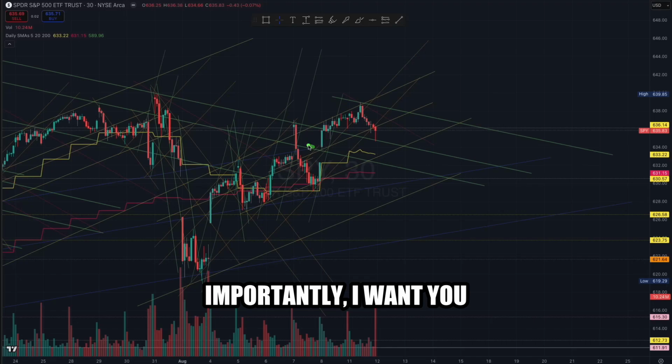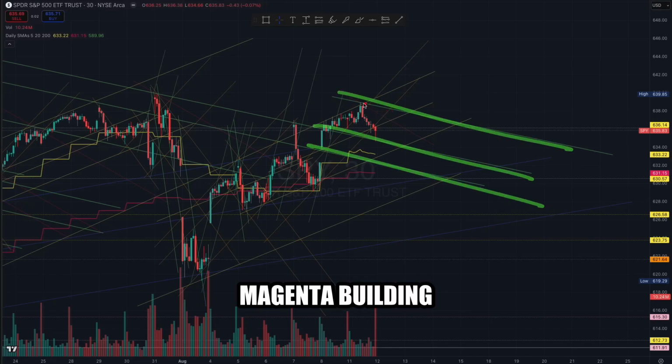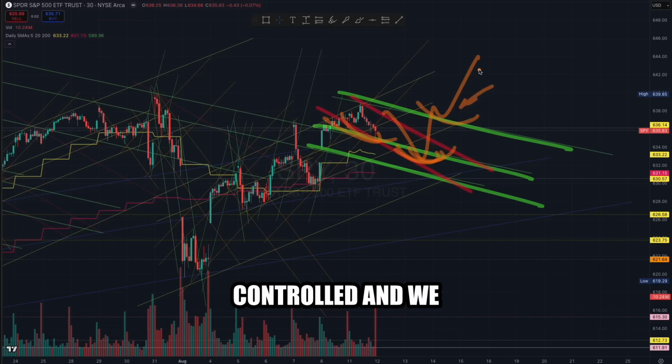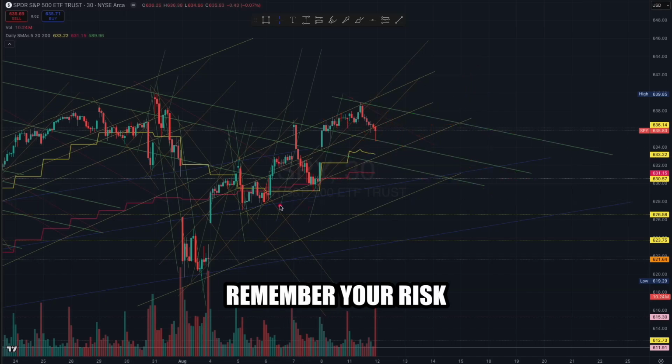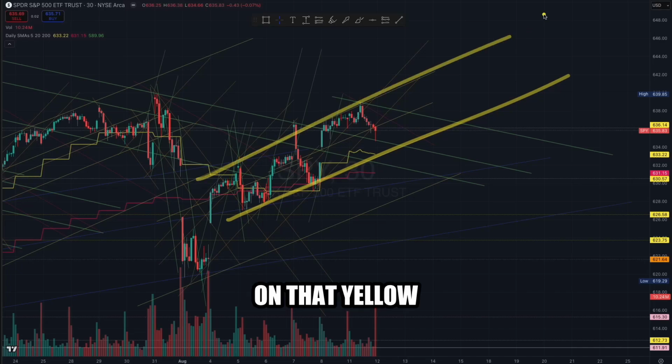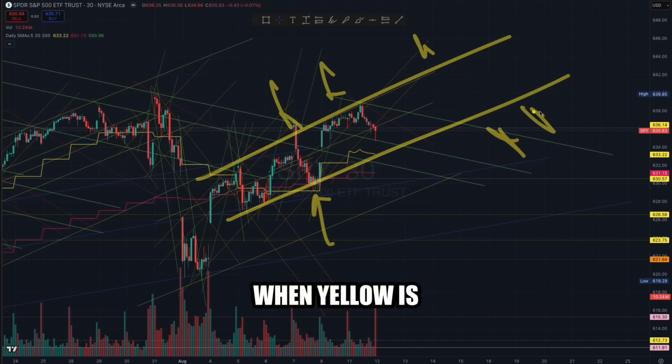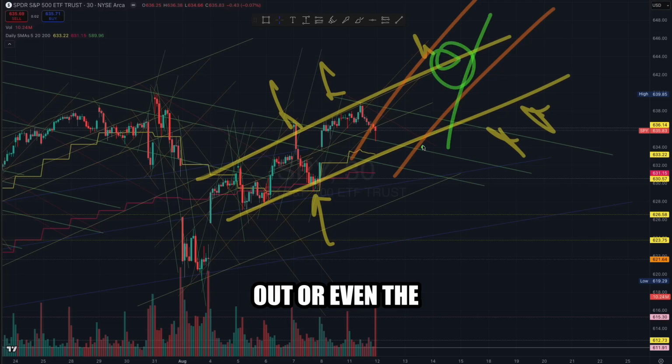More importantly, I want you to pay close attention to the green and the magenta building liquidity here. Now, if you see green, magenta in control, selling is controlled, and we start to have some sort of bounce off that 5-day and especially 20-day moving average, this will be a beautiful trade you can continue to take. But just remember your risk to rewards on that yellow algorithm right there. It will be ideal to base it right there because you see the buying is slightly tapered, and I want you to be careful when yellow is starting to buy and you don't see stronger buying continuation structure in that orange breaking us out, or even the green.